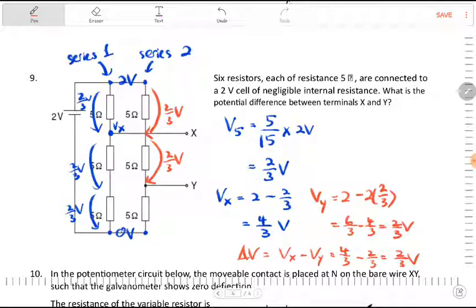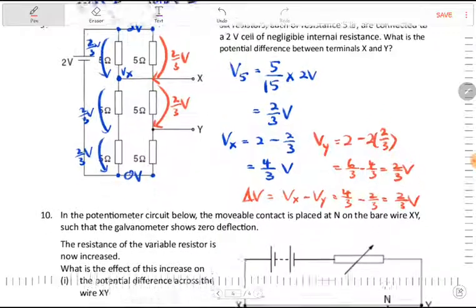Okay, so this case is simple because they have all the same resistors. There might be cases where you get a different number of resistors and different resistance for each resistor. Okay, so let's move on to the next question.